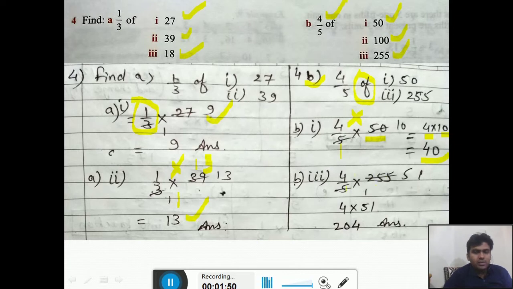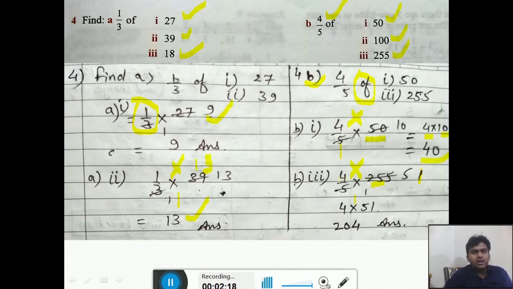So I simplify 4 upon 5 of 225. Of means multiply. So 4 upon 5 into 225. So we can cut this 5 and this 225. They can be simplified. So 5 1s are 5 and 5 5s are 25. See, here 25 is there. So 5 5s are 25 and 5 1s are 5. So we got the answer by simplifying 225 by 5, 45.